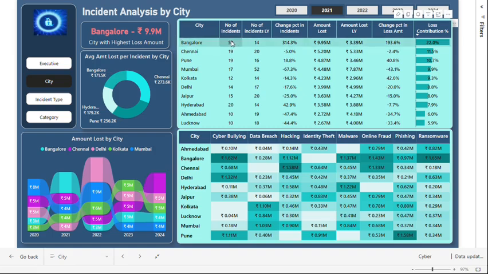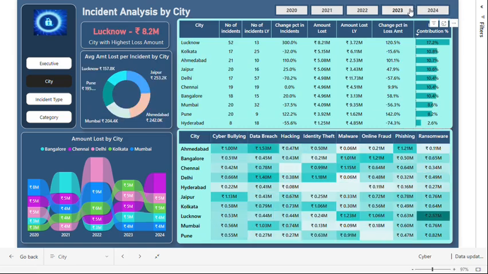We see the number of incidents in Bangalore is 58 and Chennai is 19. But the severity of the incidents in Chennai is more. So this implies that in Chennai, the high impact attacks are happening. Let's see in the matrix below which kind of attacks are happening in Chennai. Here we see the amount lost for hacking has been more, followed by online fraud. And I even noticed that in 2023 the Tier 2 cities have come to the limelight, which signifies the outreach of cyber criminals.